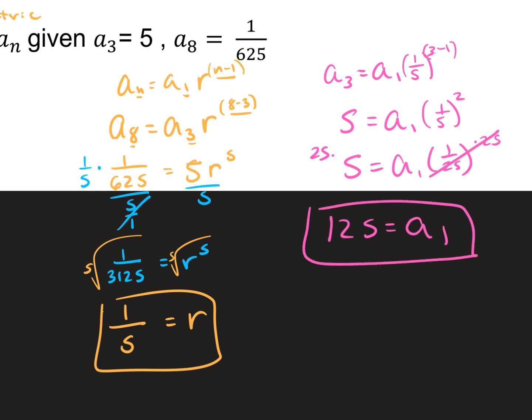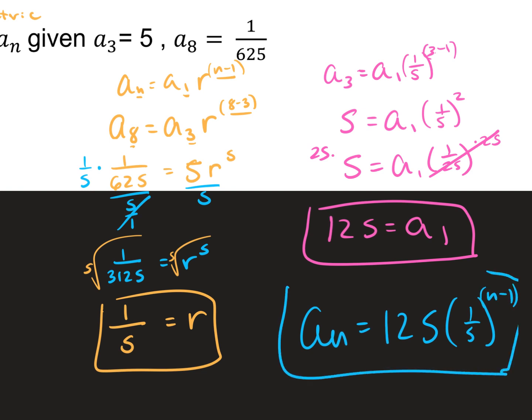So that was part of our question, but it also asked for the general formula. So I'm going to write a sub n is equal to, what's our first term? 125 times r, which is 1 over 5 to the power of n minus 1. So the first thing we had to do was find our r, then find a sub 1, then plug that into our formula. So you just have to use what you're given, and you can substitute that into your formula.